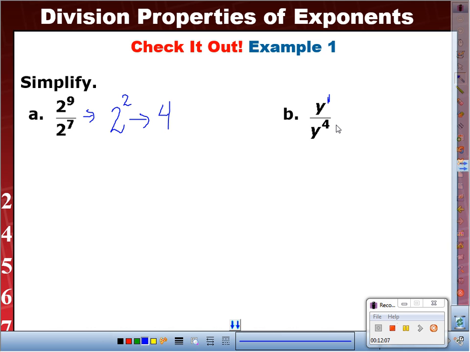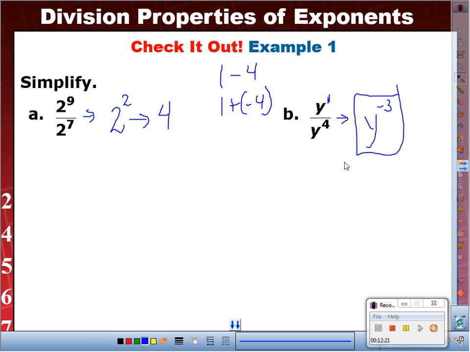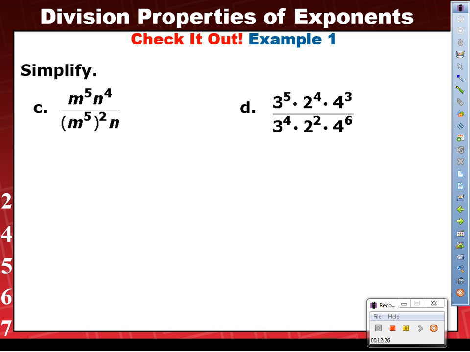Okay, good. This one, what do we say whenever we have a number or a variable without an exponent? We add a 1. So now we use the quotient of powers property. Y, we subtract the exponents. Let's see, 1 minus 4. This becomes 1 plus negative 4. Therefore, that's a negative 3. Hands, have you got that? Okay, let's crank it up a notch. Copy this one.